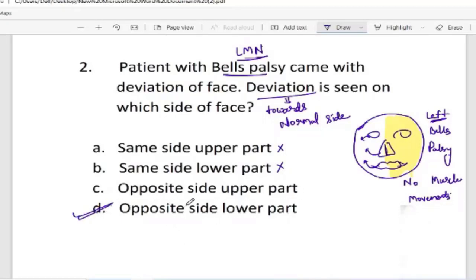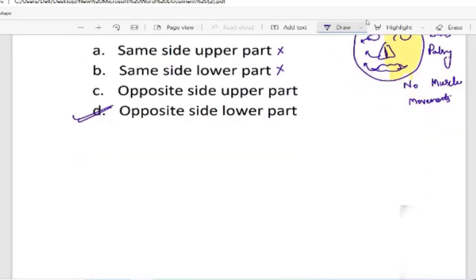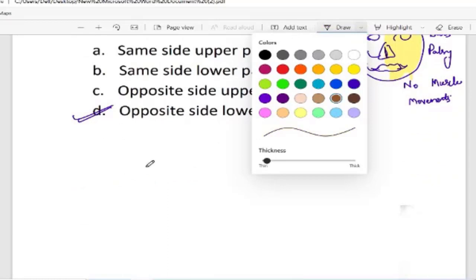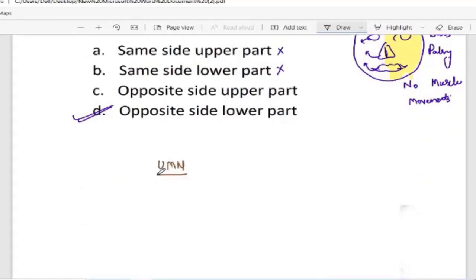Now opposite side, upper part, or opposite side, lower part? The more correct answer is opposite side, lower part, because the angle of mouth, nasolabial fold, eyes, these are moving. So the lower part of the face will be deviated. In the upper part, there are forehead wrinkles. So that will be absent, but you can see the deviation over the upper half. You will see the wrinkles present over the normal side, wrinkles absent over the affected side, but the deviation will be towards the normal side.